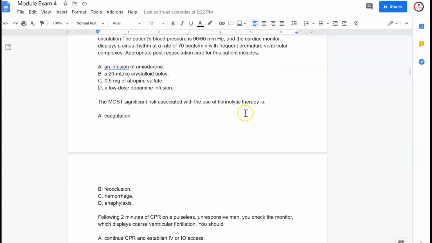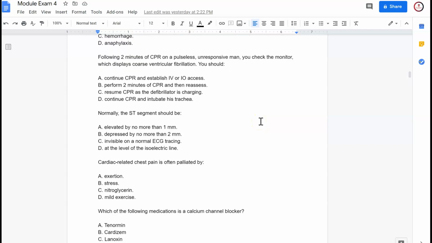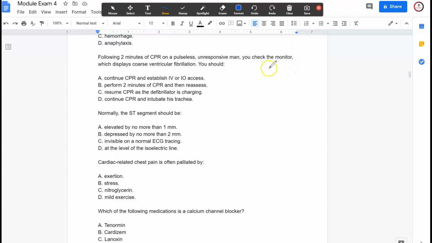All right, moving along. Oh, so close. All right, following 2 minutes of CPR on a pulseless unresponsive man, you check the monitor, which gives you VFib. What should you do? This question is pure BLS. You've got a patient who's in VFib. What are you going to do? You're going to charge. You should defibrillate. So you're not going to establish an IO, and you're not going to reassess in 2 minutes. You want to shock him. Continue CPR and intubate? No. You're going to resume CPR as the defibrillator is charging, because it's good medicine. If you're the one pushing the button, you can't shock yourself.